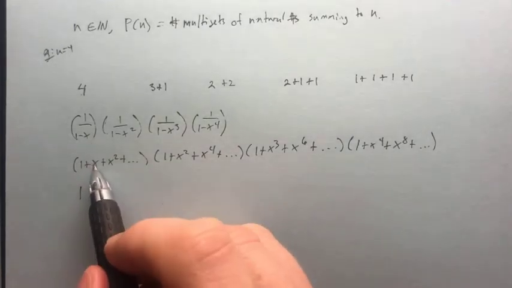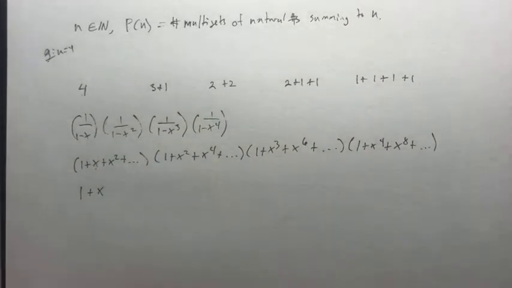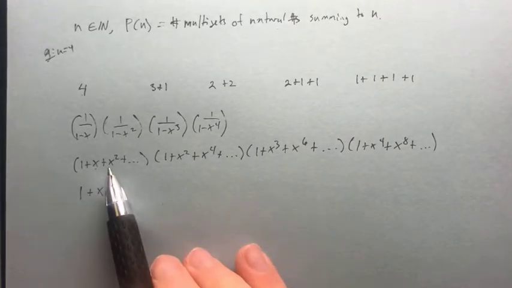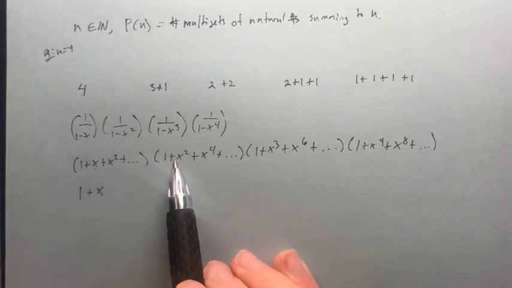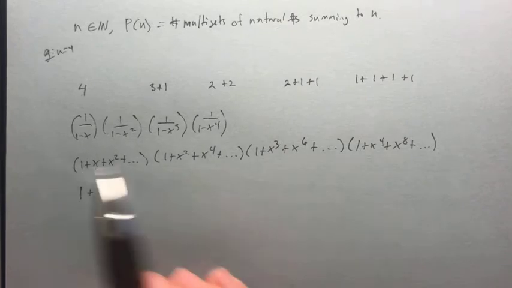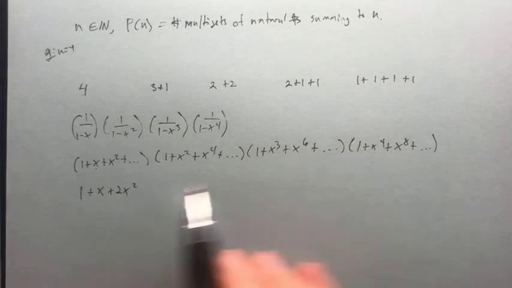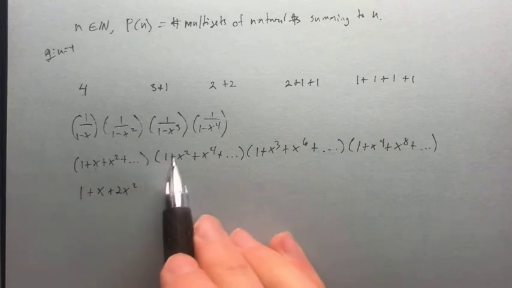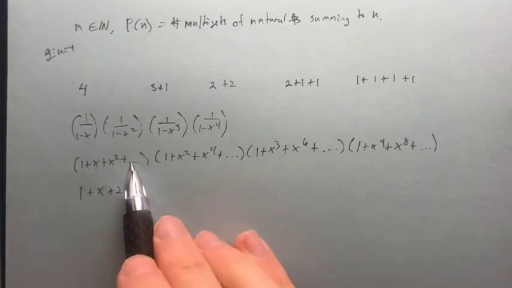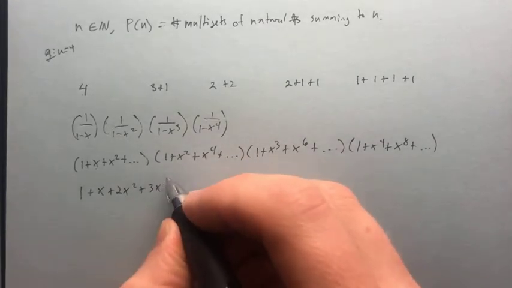How many ways can I get just x? There's only the one way to get x, which is out of this one. Everybody else has higher powers of x. Now, how many ways can I get x squared? I could either get x squared from here times 1 times 1 times 1, or I could get x squared from here times 1. So this is 2x squared. How about x cubed? I could either have 1 times x cubed. I could also have x times x squared. Or I could just get x cubed out of here and then 1, 1, 1. So there are 3 ways to get x cubed.